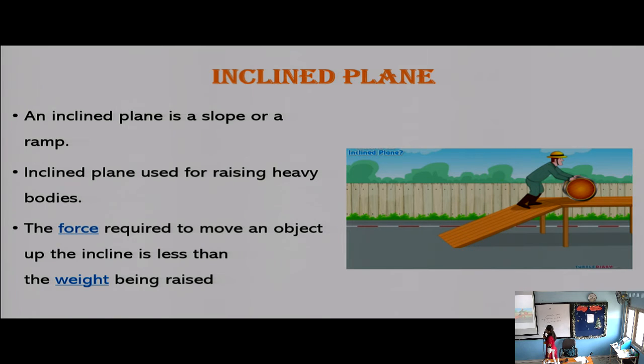And the next simple machine is inclined plane. Inclined plane, it is a slope. It is not straight, it is slope. And it is used for raising heavy bodies. It is also used to lift heavy things.